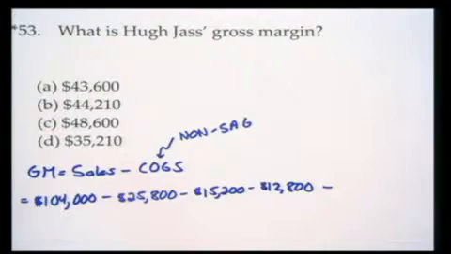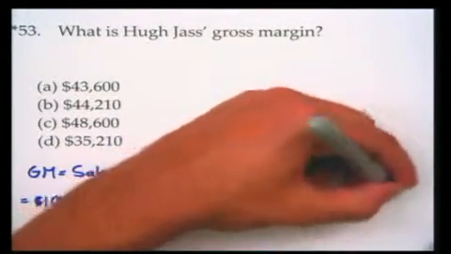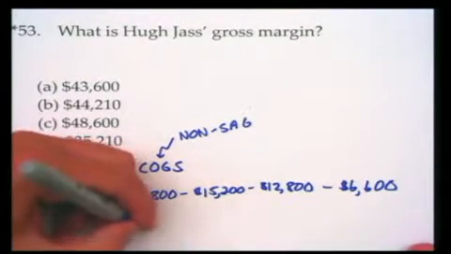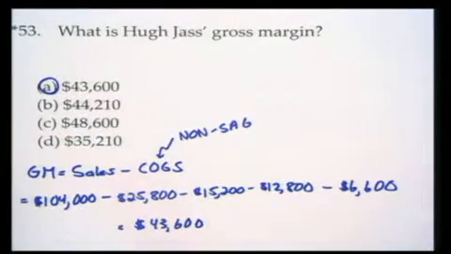Minus, keep going down. Do we take out the factory overhead of $6,600? You betcha. Now do we take out any of those other variable selling administrative expenses? The answer still is what? No. We only take out any cost of goods sold, which is all non-SAG. And lo and behold, this should give you $43,600.